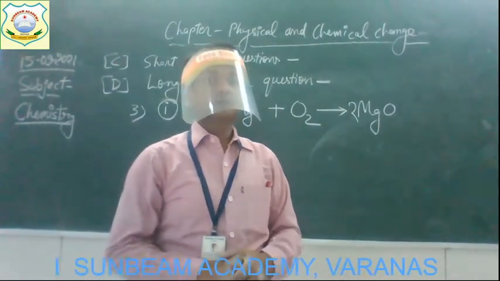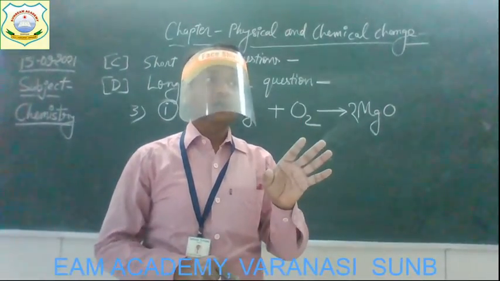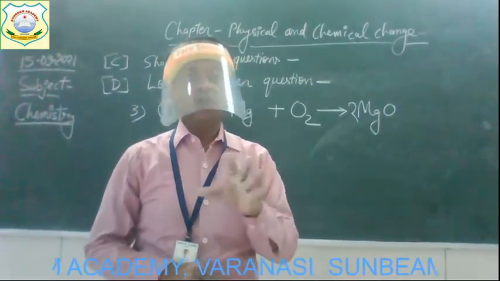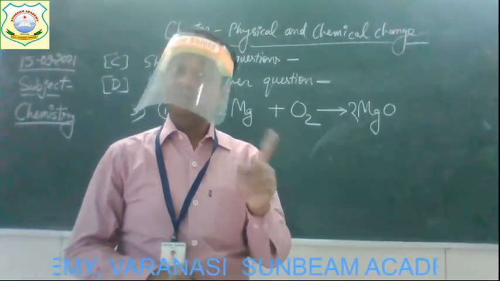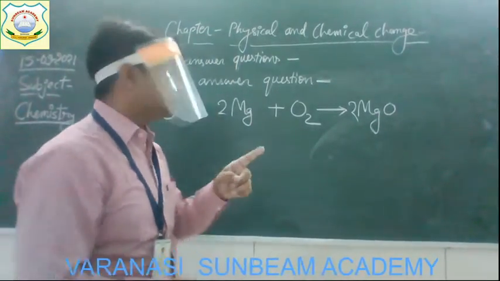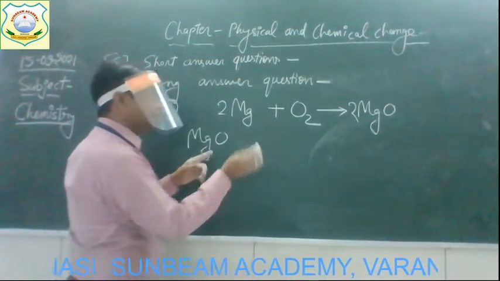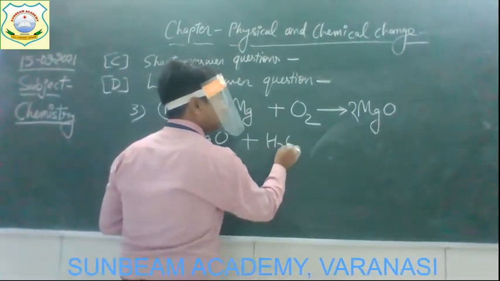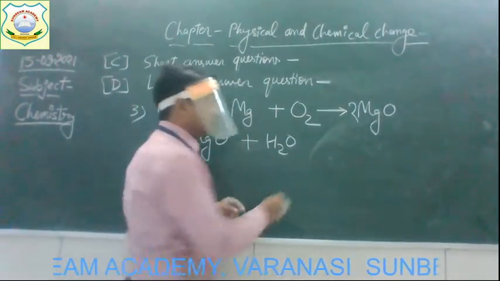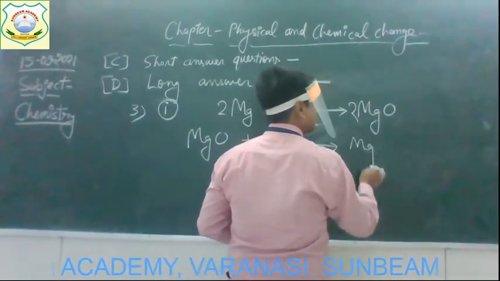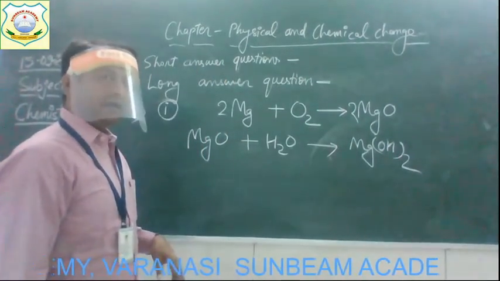And after it, what will you observe? The ash gets dissolved in water. The ash will dissolve in water and it forms what? Magnesium hydroxide. So you can write the reaction: this magnesium oxide, that white ash, is going to mix with water, get dissolved in water and form a new substance, that is magnesium hydroxide. Okay.